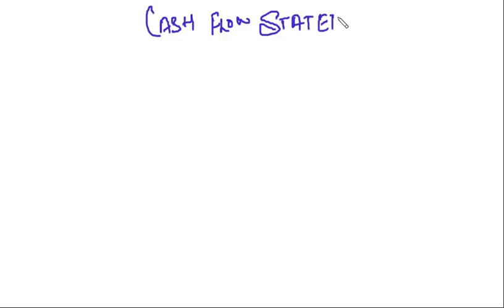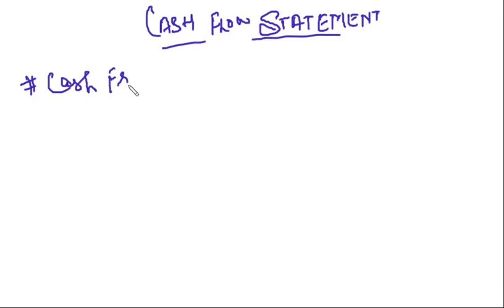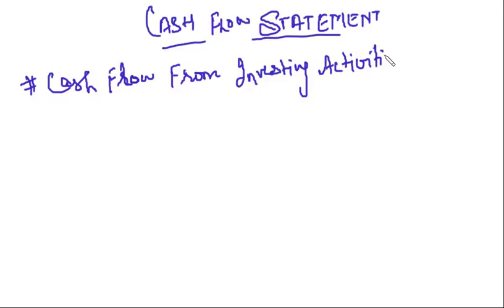Friends, we will continue with cash flow statement. And in cash flow statement, we have been discussing cash flow from investing activities. We have done cash flow from operating activities, and now we have been doing cash flow from investing activities. Clear?